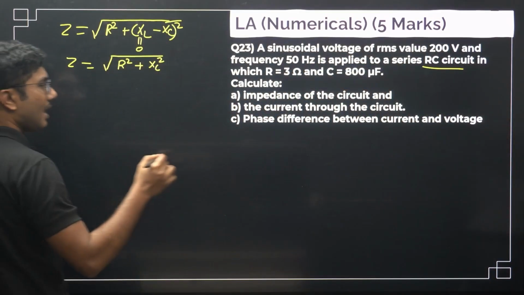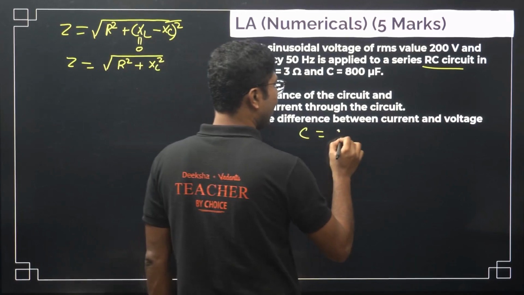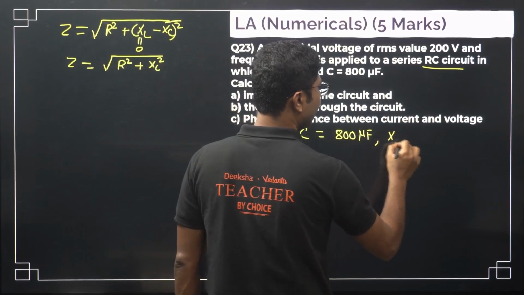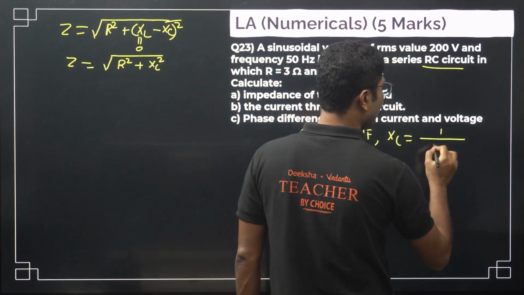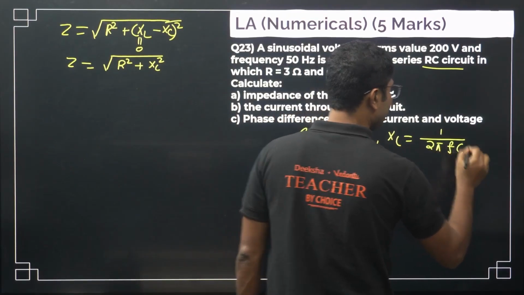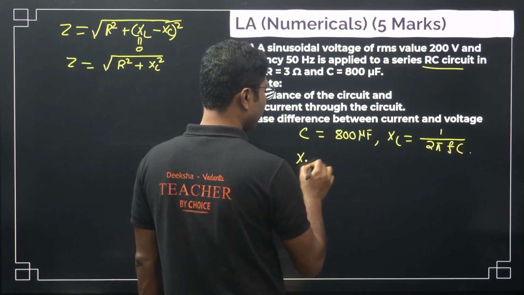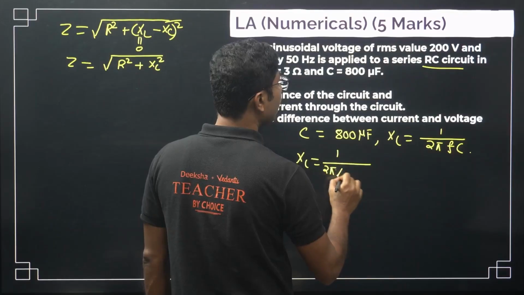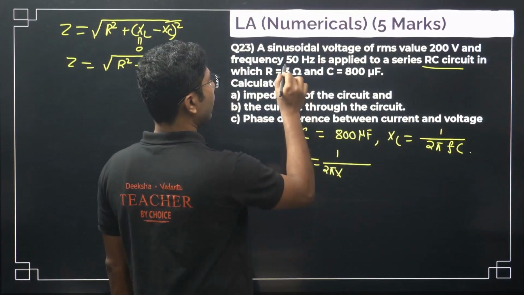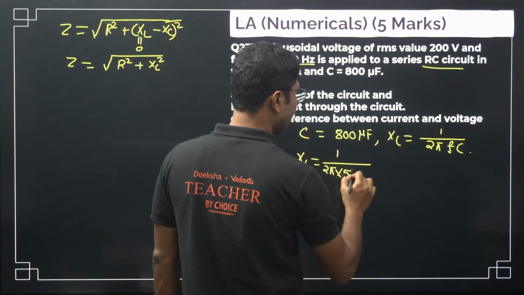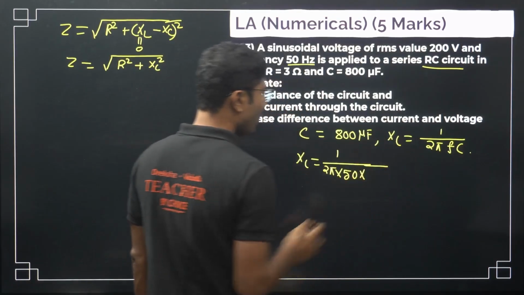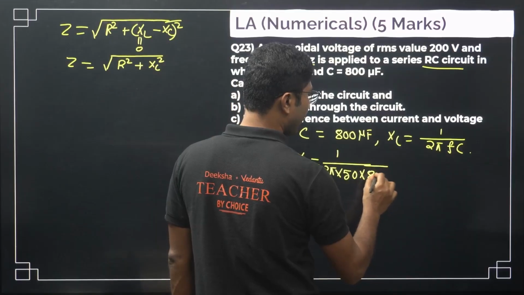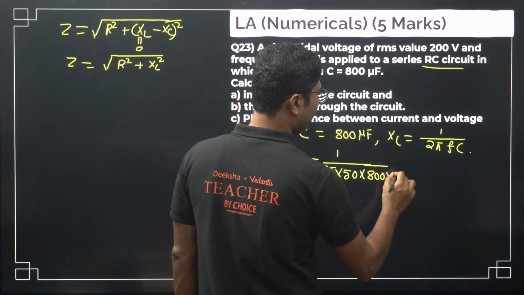So what is XC? C equals 800 microfarad. So XC will be equal to 1 by 2 pi FC. Put that value. So XC equals 1 by 2 pi into frequency, which is 50. Frequency generally is 50. That's what we use in our home as well. So the capacitance is 800 microfarad. Micro means 10 to the power of minus 6.